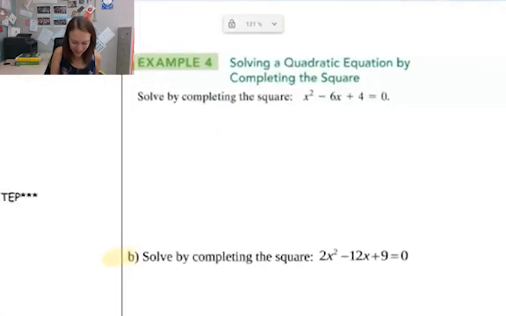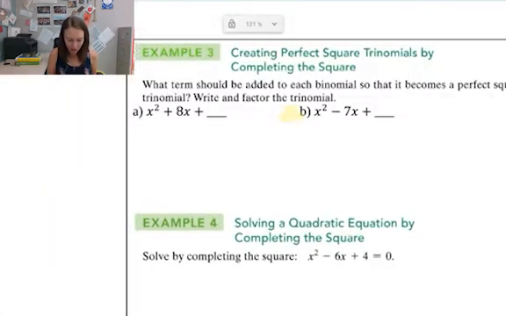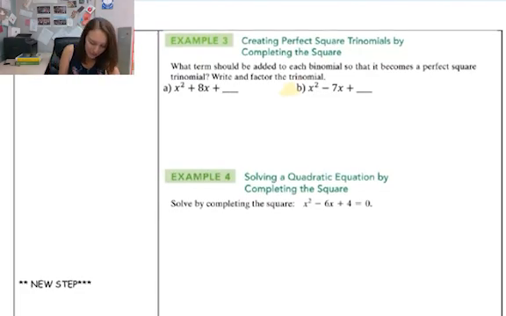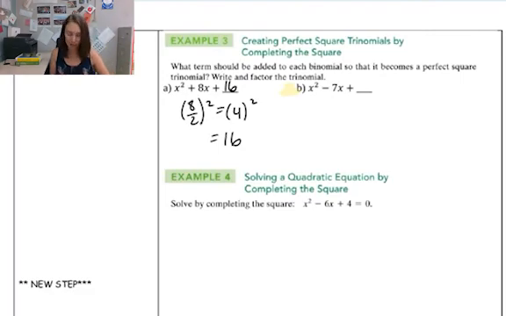All right, so next page, we are going to just practice the b over 2 squared piece. What term should be added? So if you wanted to pause the video right now and do problem A, do the b over 2 squared and see what should go in that blank. So 8 divided by 2 squared gives me 4 squared, which is 16. So that blank should be 16 to complete that square.